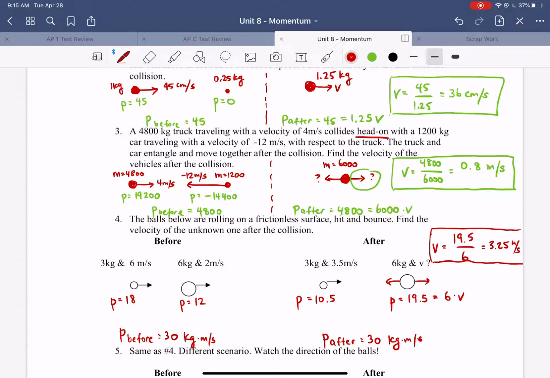All right, so hopefully you're getting the idea on how to solve these problems. Go ahead and try the rest of them for homework, and the answers can be entered into the It's Learning assignments.